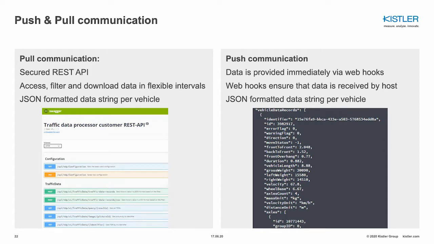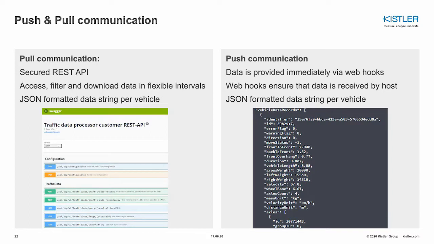Looking at push communication, this means the WIM system pushes data immediately after its availability via webhooks to a higher level system. In this way, it can be sure that the data is immediately received by the host system and can be immediately processed and, for example, displayed on a variable message sign, or other immediate actions can be taken. So no need to wait for the data or for a certain pulling interval.